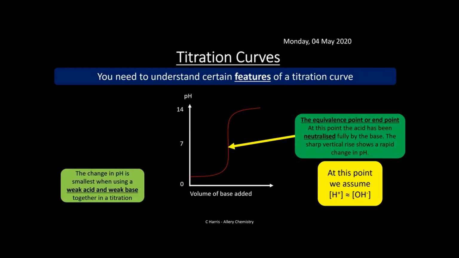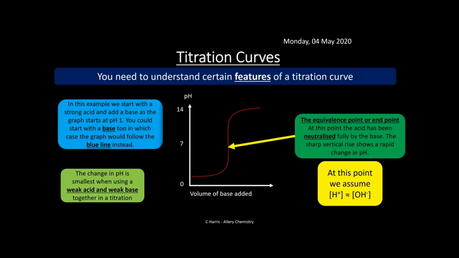The change in pH is smallest when using a weak acid and a weak base together in a titration. So we'd seen that on the previous graph. There was a very small change.